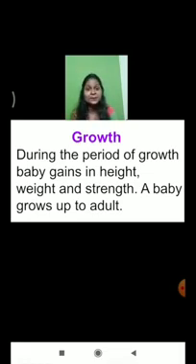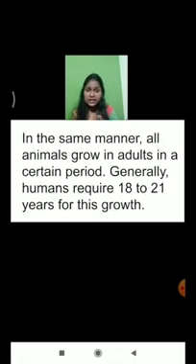Okay, so the baby grows up into the adult. And depending upon the gender, the adult could be either man or woman. Okay, in the same manner, all animals grow into adults in a certain period. Not only human beings, all types of living organisms which are found around us grow slowly, including the plant also. And generally, for we humans, 18 to 21 years is the particular growth time.